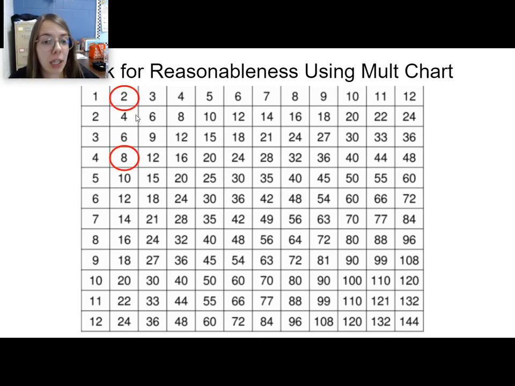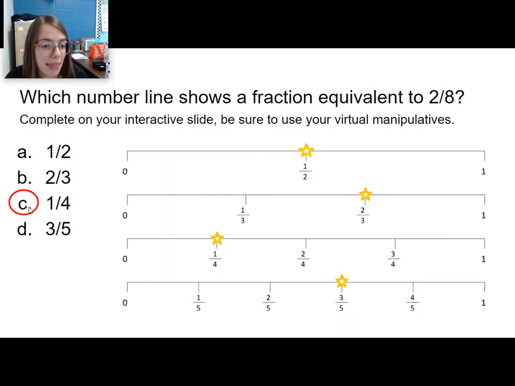2/8 would be found here, and I see 2/8 is also the same as 1/4, and it's the same as 3/12. So since 1/4 was one of my answer choices, that's why 1/4 is the best answer. Because when we find equivalent fractions, there's more than one way. We have multiplication charts. We can use number lines, okay?